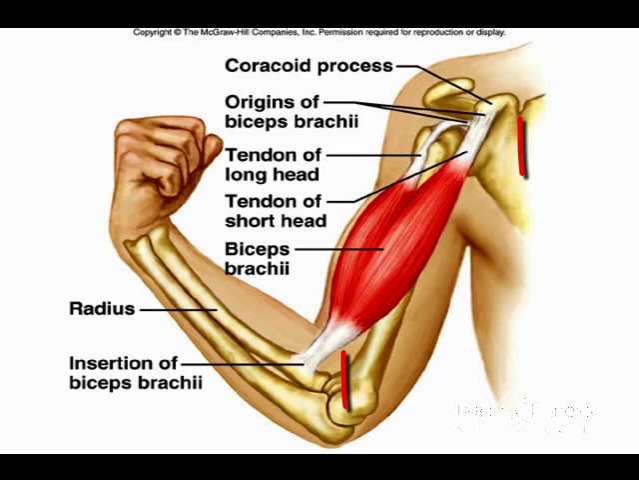So where are the biceps inserted into? They're inserted into the radius bone approximately right here. How do you know which one is the radius bone? It's the one on the side of your thumb. And then they are also attached at the top here as the origin point.